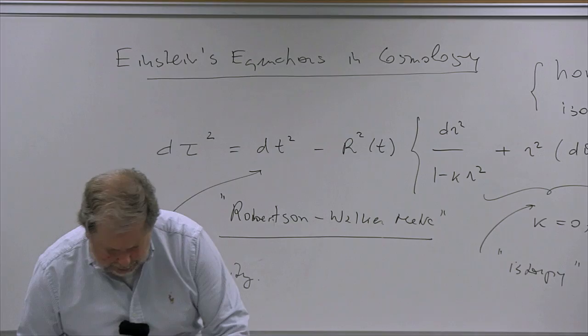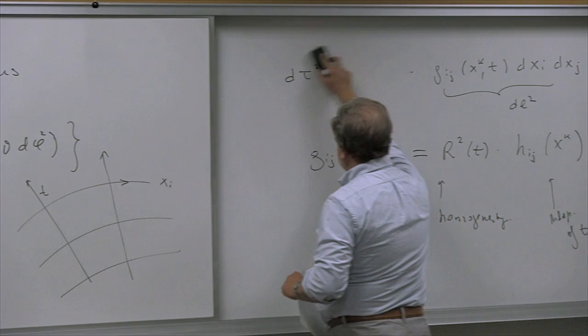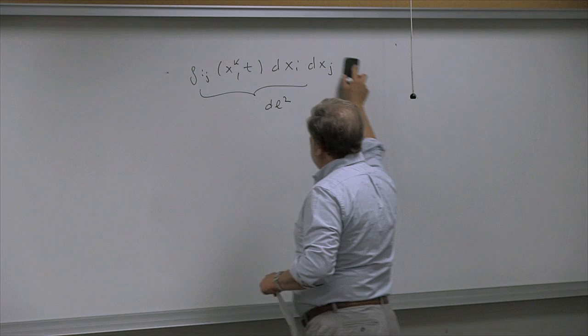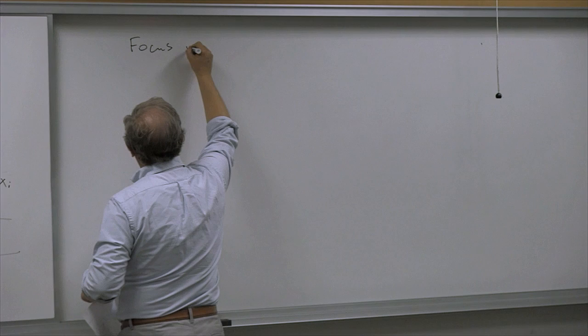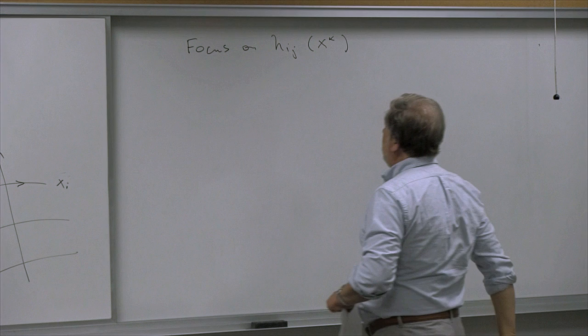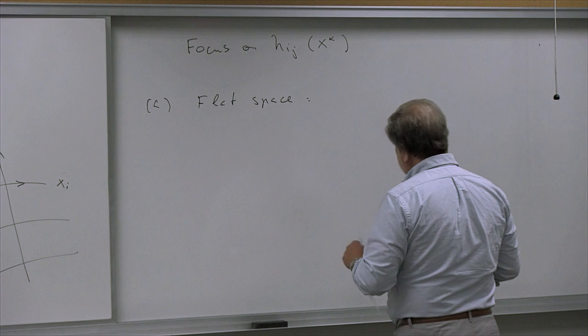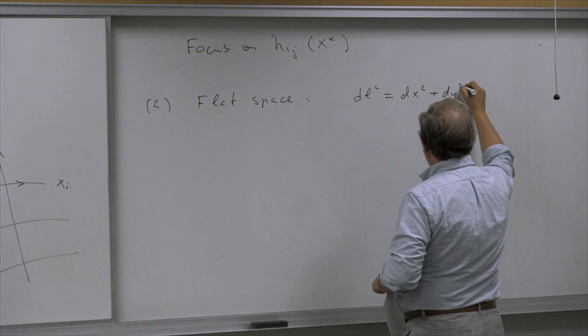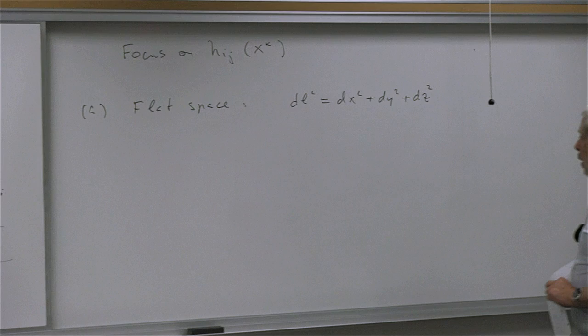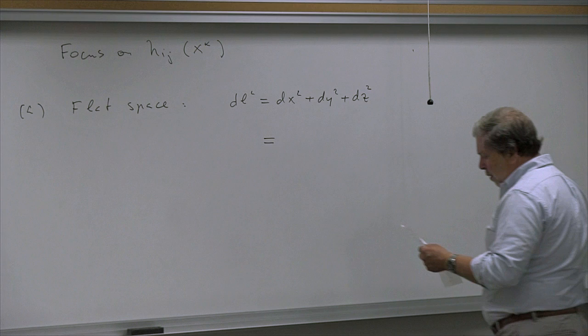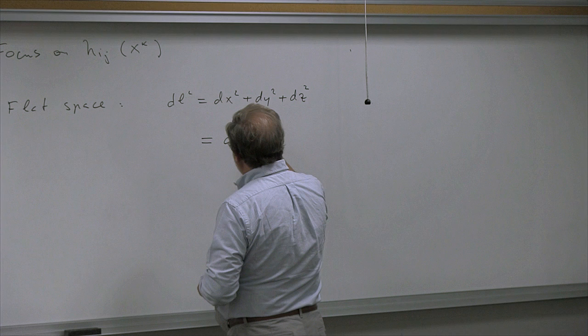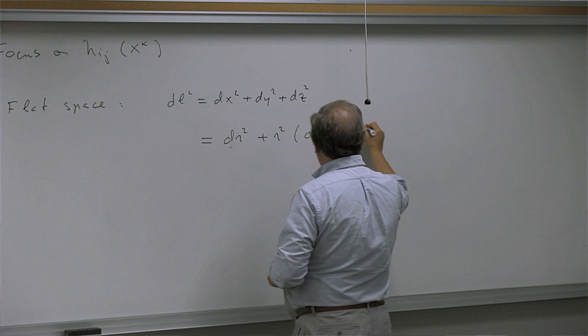So the simplest case is, of course, flat space, so we're going to discuss that first. So we focus now on this hij, which depends just on the xk. The first case is flat space, and for flat space, of course, we have that dl squared is equal to dx squared plus dy squared plus dz squared. And in spherical coordinates, that is what we have over there when k is equal to 0. So in spherical coordinates, this is dr squared plus r squared times d theta squared plus sine squared theta times d phi squared. And so that's the end of it.